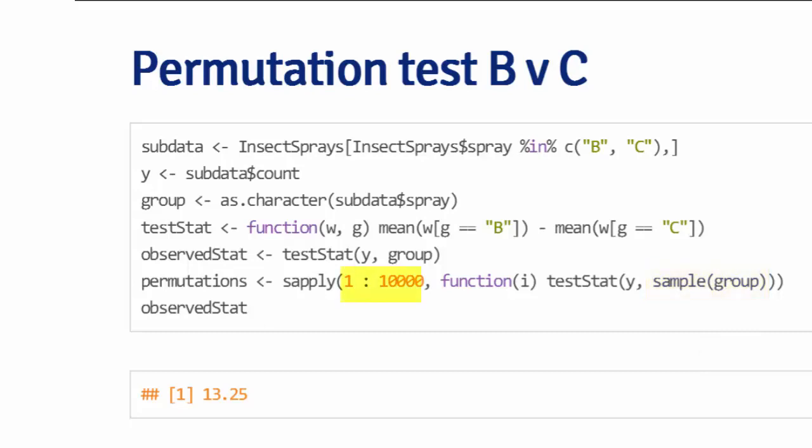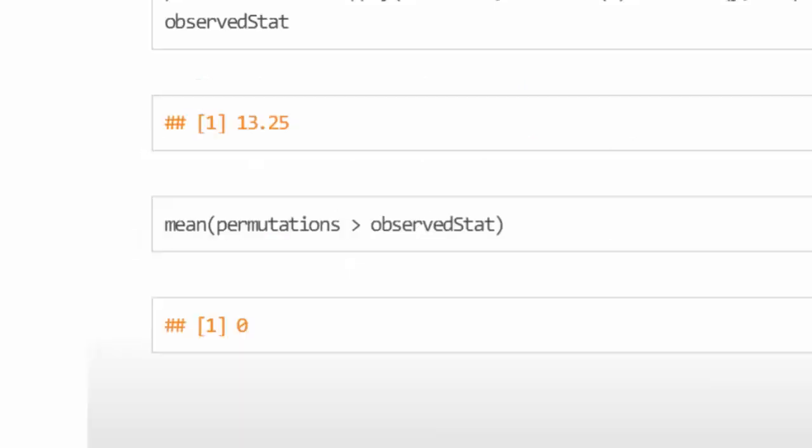And I'm going to do that 10,000 times to get 10,000 test statistics where I have broken any association between y and group by permuting my group labels. This is under the null hypothesis that my group label is unrelated to my outcome. This means that the 13.25 is the difference in the average count of dead insects for B minus dead insects for C. So in excess of 13 dead insects on average killed per batch for B versus C.